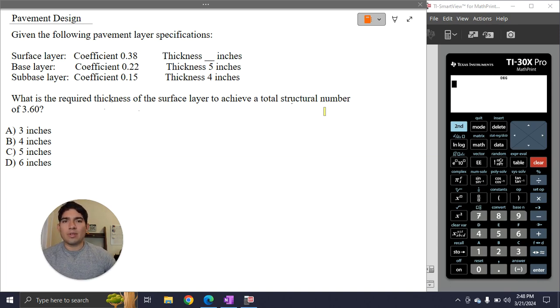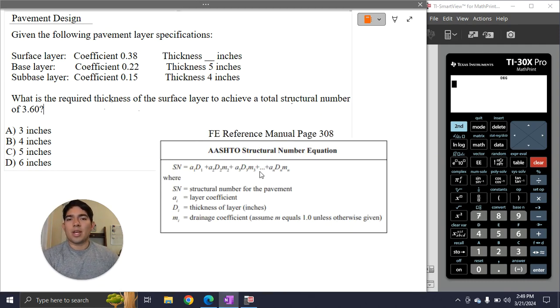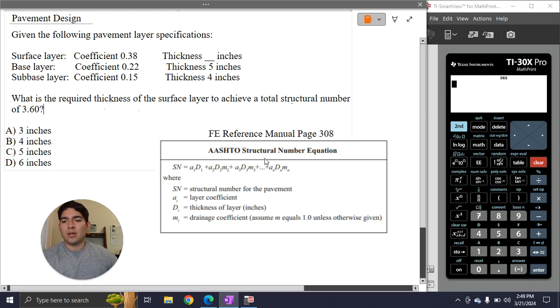So the way that we solve this quickly is by using the calculator, and I'm going to show you how to do that. Before we proceed with the calculation, just make sure you take a look at the FE reference manual, page 308. It has the AASHTO structural number equation for pavements. In this case, it says structural number is equal to the layer coefficient times the thickness of the layer times the drainage coefficient if you have it.